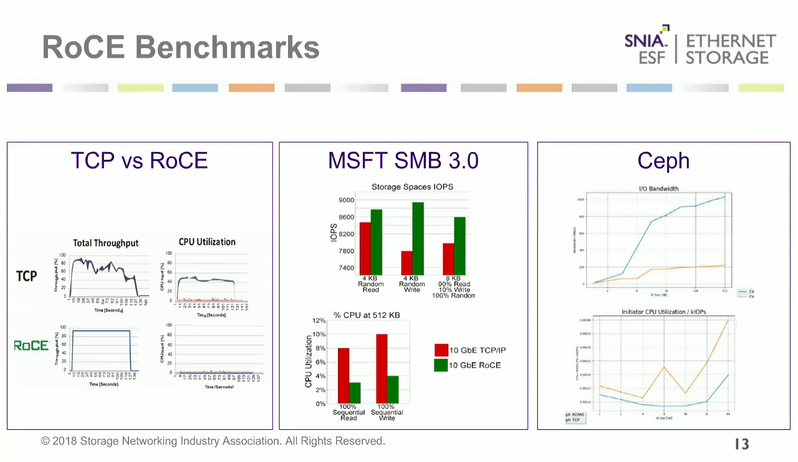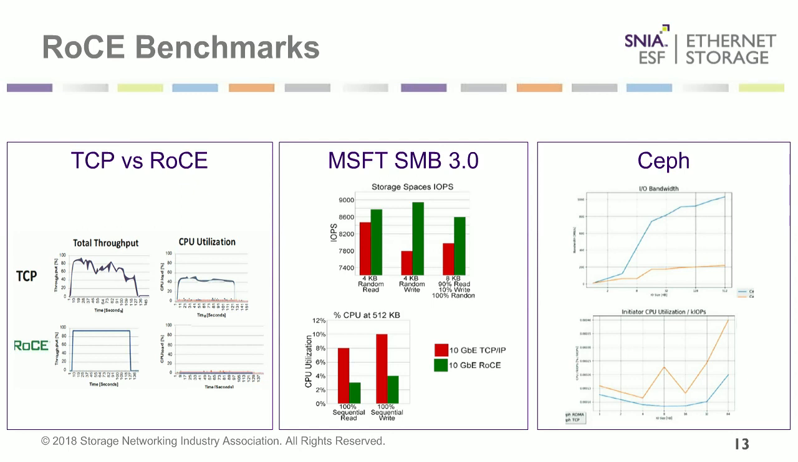I want to go over a few things real quick on ROCE benchmarks. You can see here we've got 3 different benchmarks that we're looking at. One's for ROCE versus TCP. One is the SMB 3.0. Another one is Ceph. And as you take a look at this, you'll really see that it demonstrates the advantages.